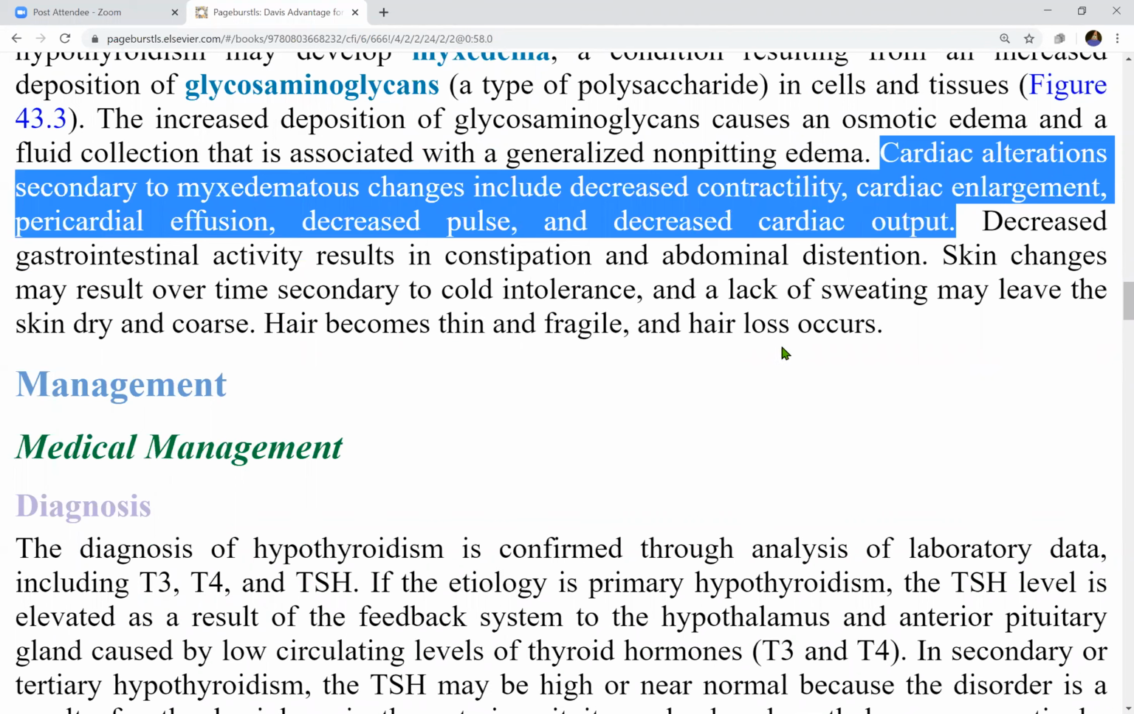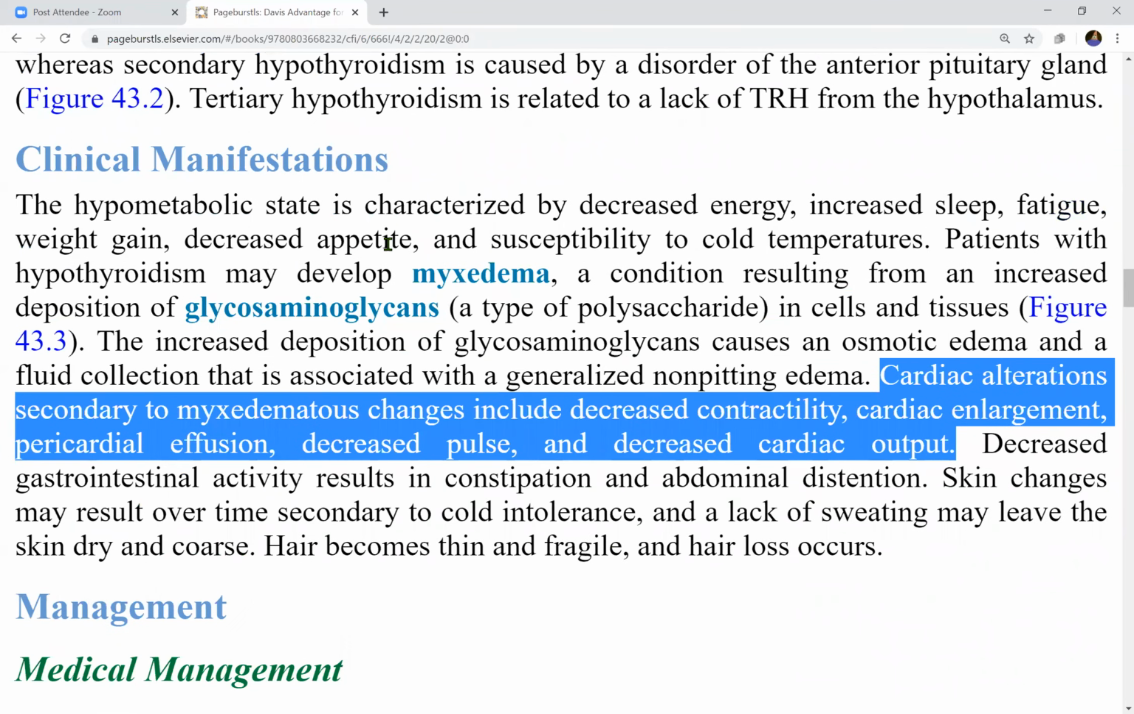As for skin changes, there's lack of sweating because even your sweat glands have hypoactivity from the low metabolic rate. Therefore, not enough sweating. Your oil glands also are slow. So not enough oil to lubricate your skin, so your skin becomes dry, coarse, and hair becomes thin and fragile. This is hair everywhere, from your head and also your body hair, pubic hair, everything will be low.